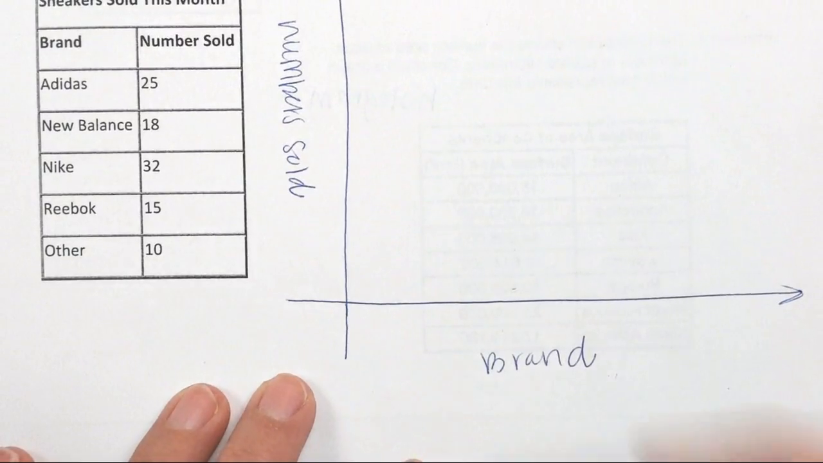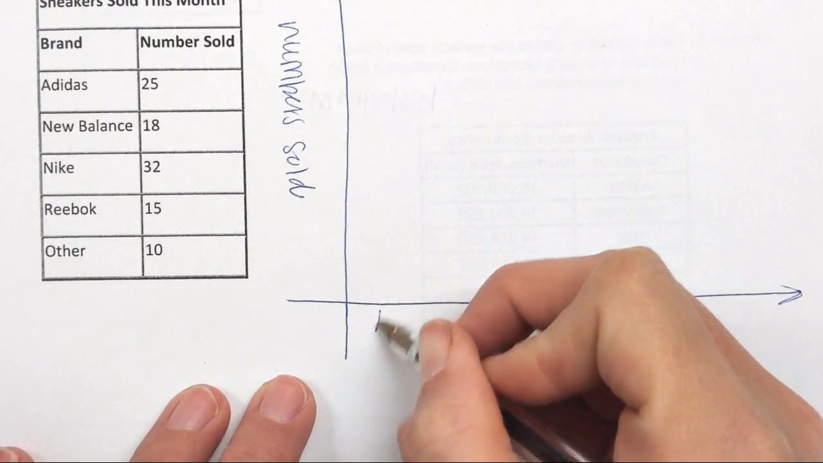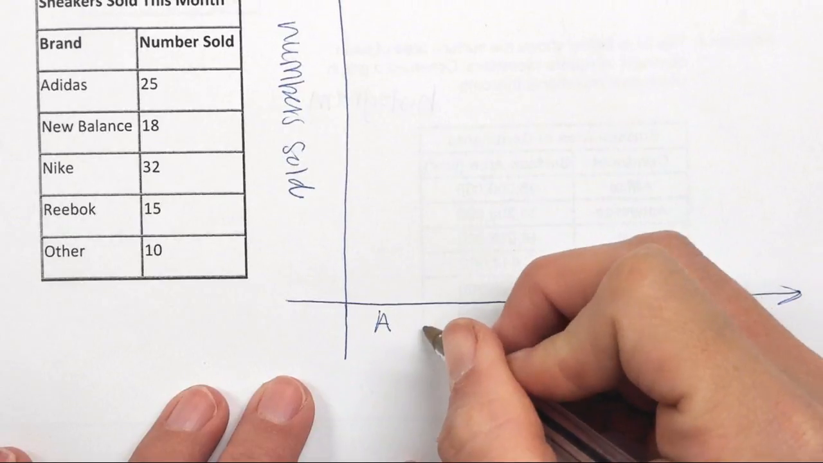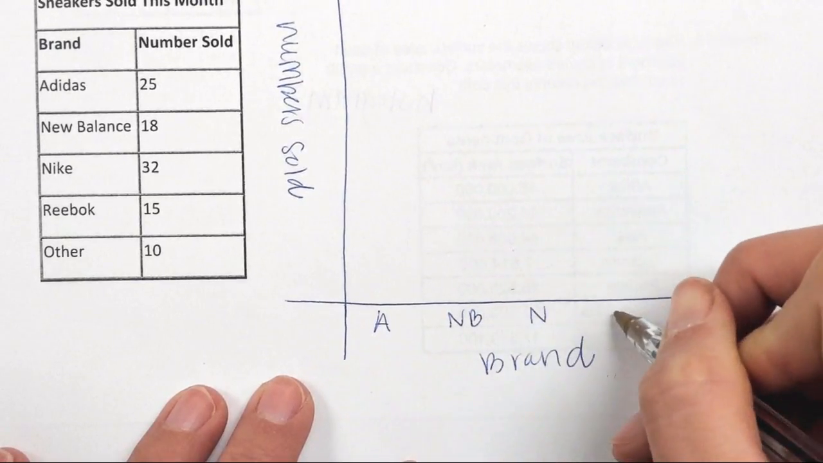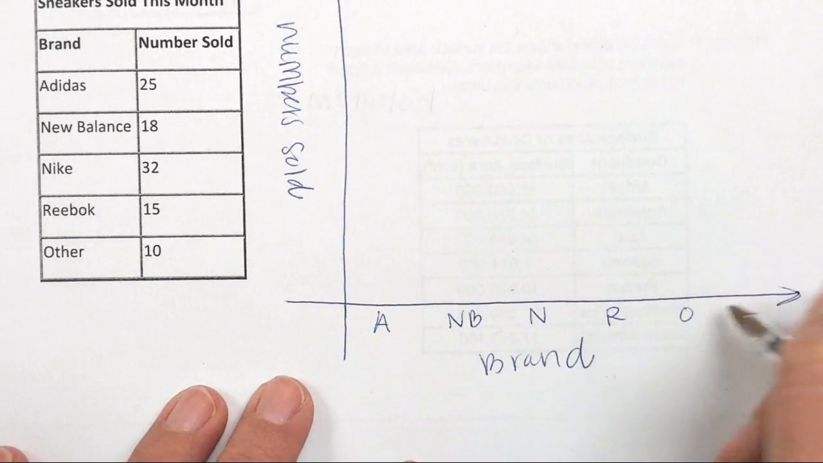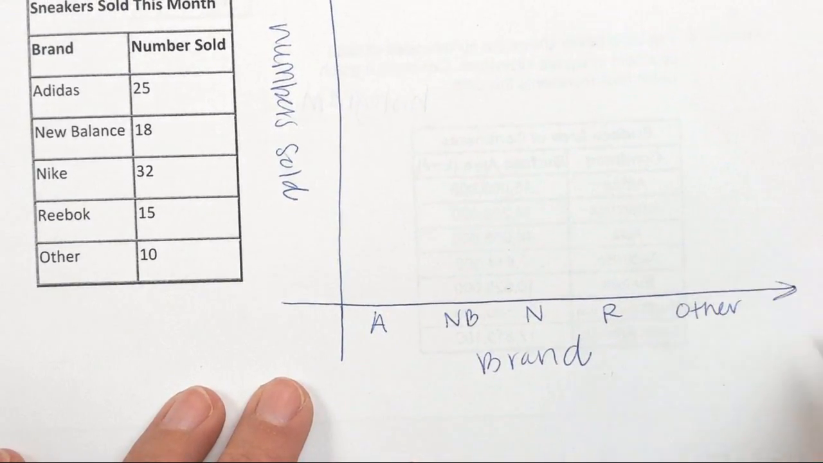What do y'all want to put for Adidas? A. Just A. New Balance, we could put NB. What about Nike? And Reebok, R. And other. I'm just going to put other for mine. You don't have to write it out.